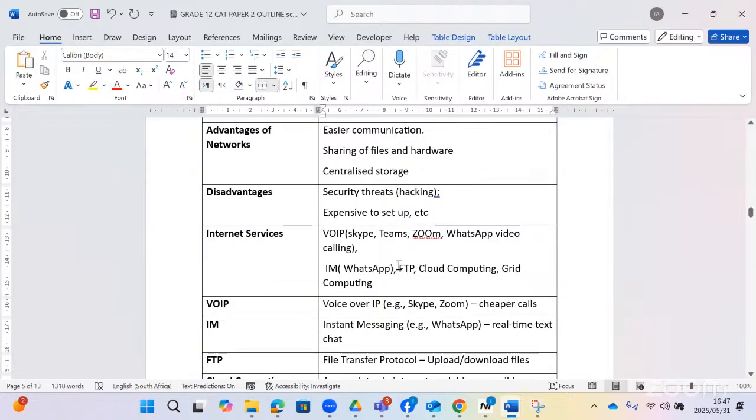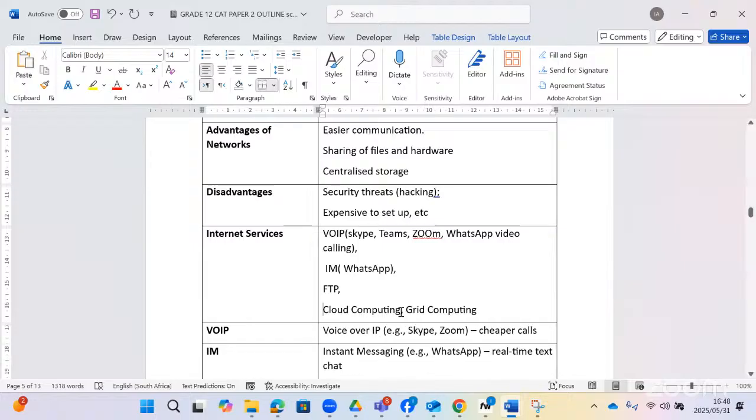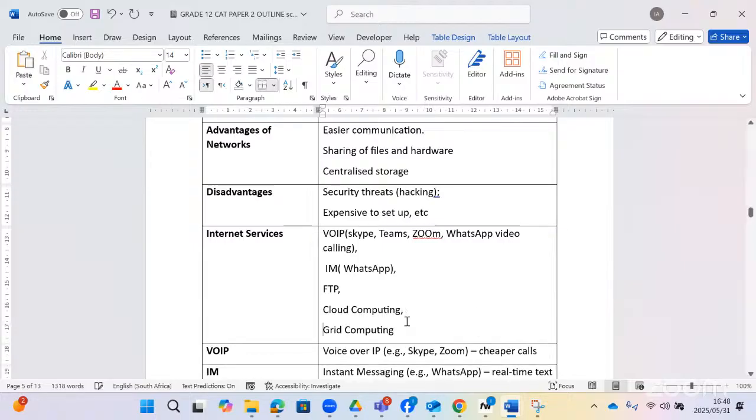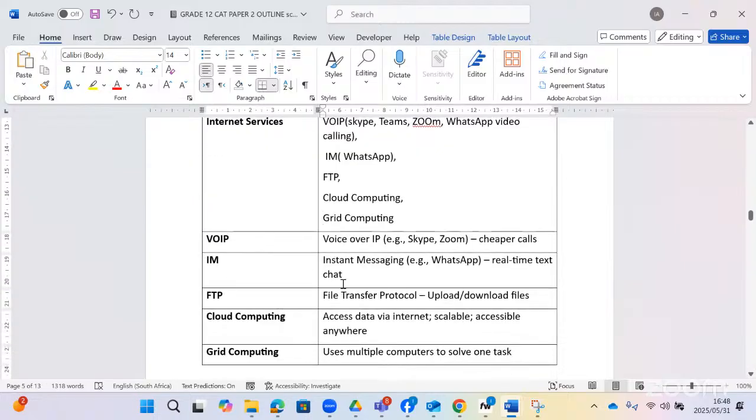Then the file transfer protocol, transfer of files over internet, FTP. Now sending a large file through the internet. Then we have cloud computing, doing computing services over internet, and then grid computing. So these services are available online. So I gave the definitions and examples here.